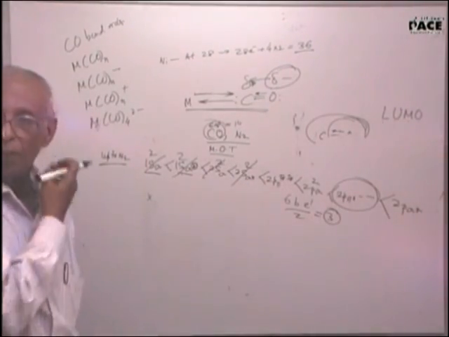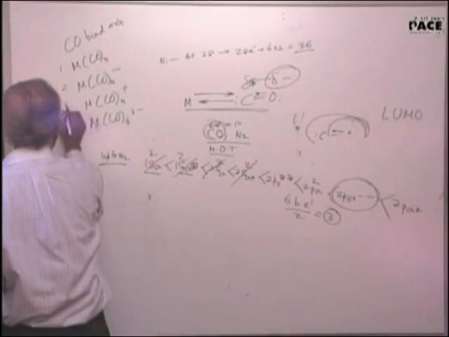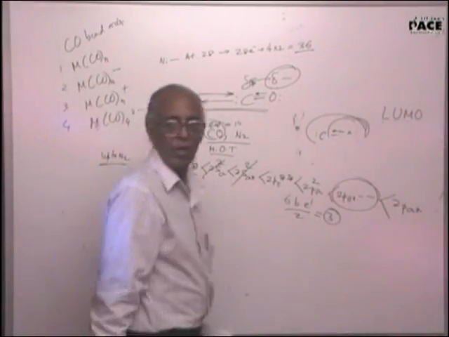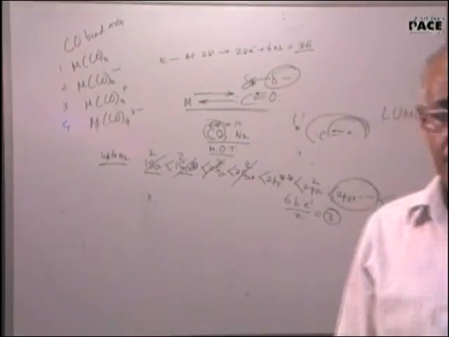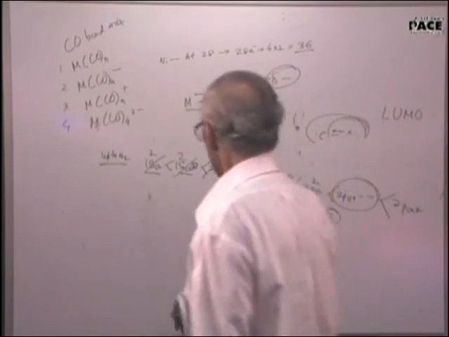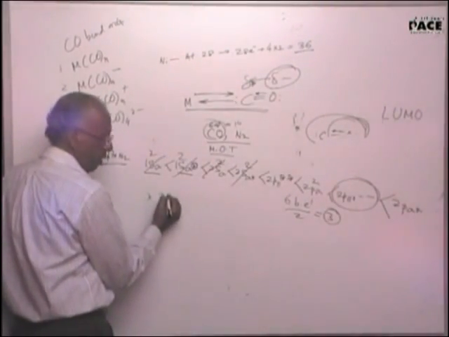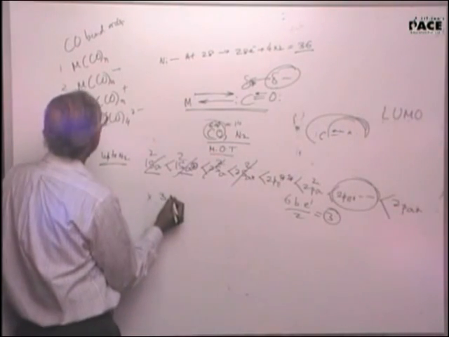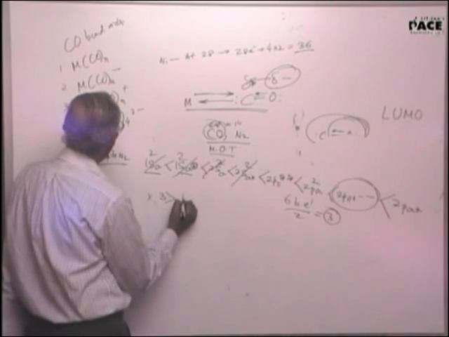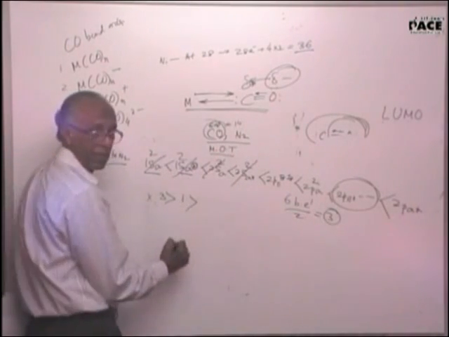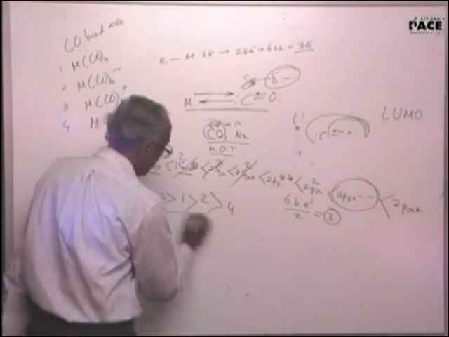Can you predict the CO bond order? 1, 2, 3, 4. From the 3, you said 3 is greater than 1, 1 is greater than 2, weak.